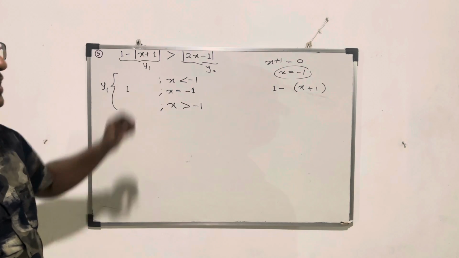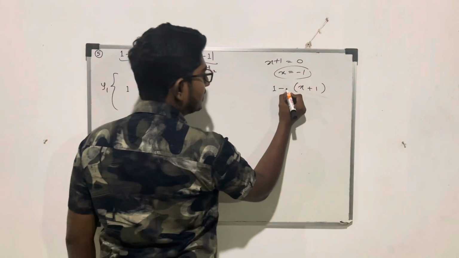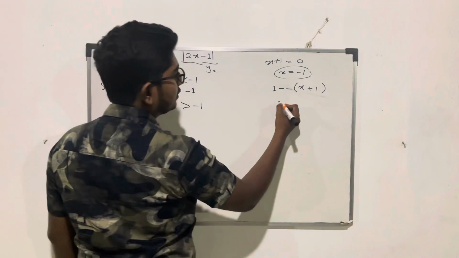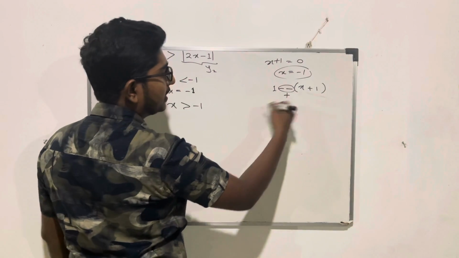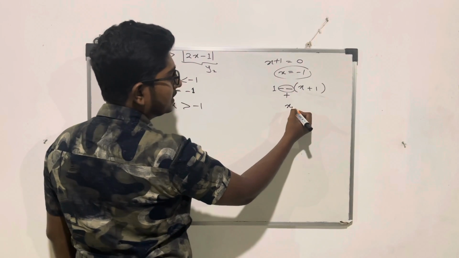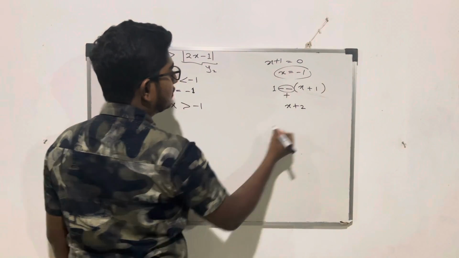Minus 2 plus 1 is minus 1. So what is the sign? Minus. Then minus into minus becomes plus. Therefore, simplify, remove the brackets and you will have the function plus x plus 2.